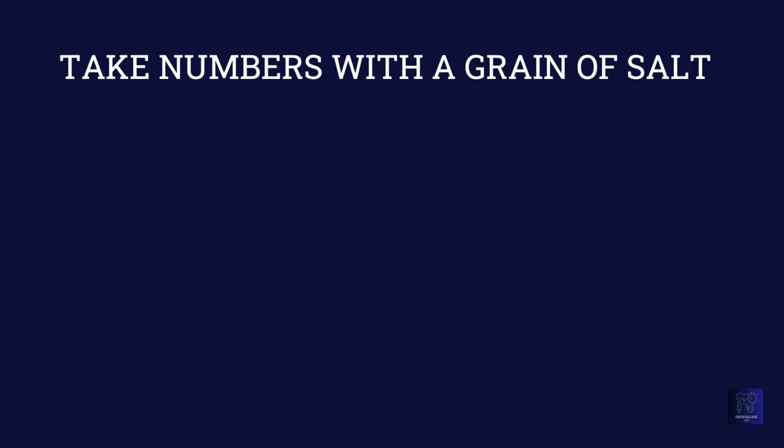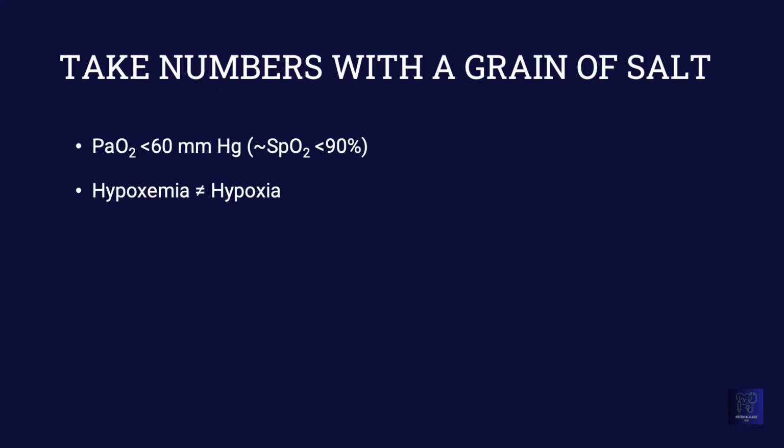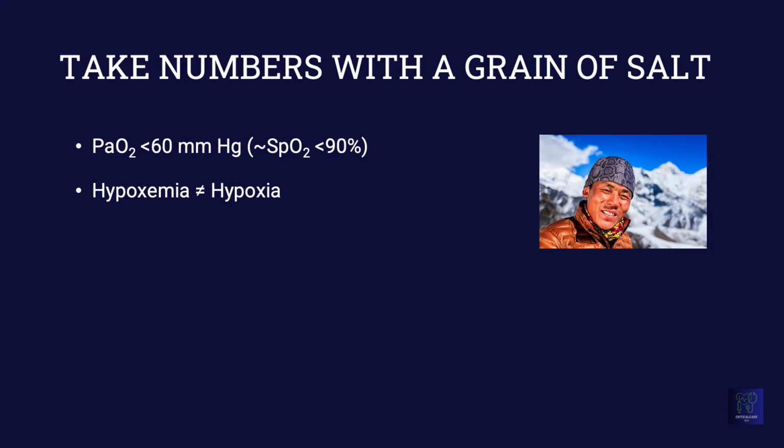Before moving on to diagnostic evaluation of hypoxemia, a word of caution. Take all the numbers we discussed with a grain of salt. For example, we are saying PaO2 level of less than 60 is hypoxemia, right? But that does not always mean hypoxia. For example, take people living at high altitude. They're exposed to chronic low levels of oxygen. Their bodies get used to it, their physiology gets adjusted, and they may not show any signs of distress or signs of impaired tissue metabolism despite their PaO2 level being less than 60.